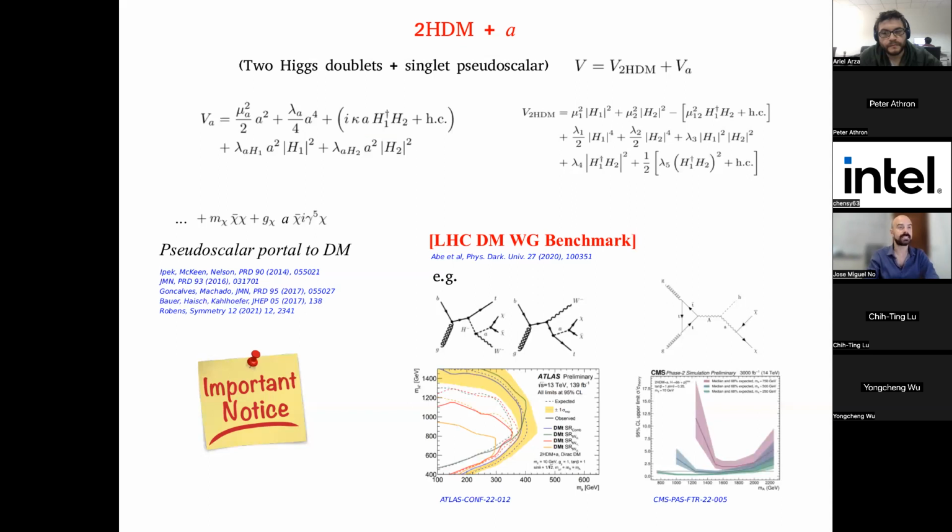Plus, I'm not entirely sure. This is also one thing I would want to check at some point: what is the validity of the model at high scales? Because if you have some sizable quartic, then you might not trust this model up to arbitrarily high scales. So I don't know.